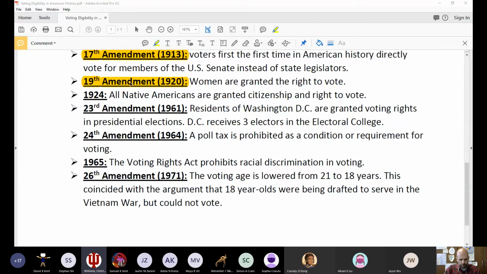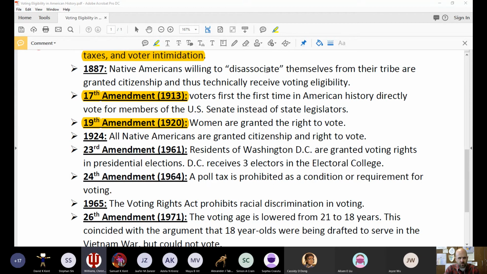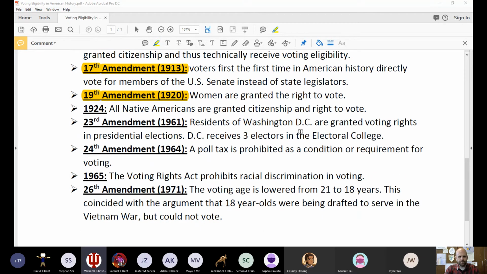I will say, though, that there were several states prior to 1920 that had already implemented voting rights in their state for women, but this was the policy that would apply to all the states, okay? 1924, Native Americans are granted citizenship and right to vote. They don't have to have this disassociation pledge as it did in 1887, okay?